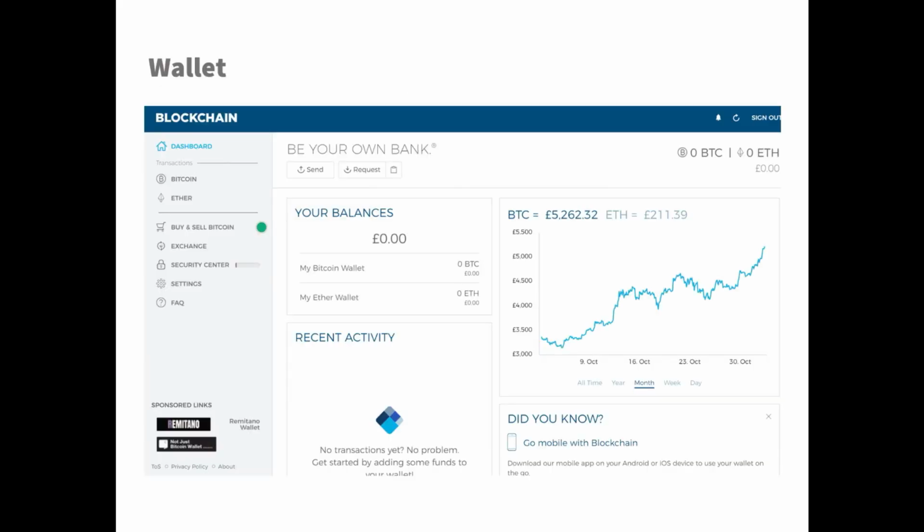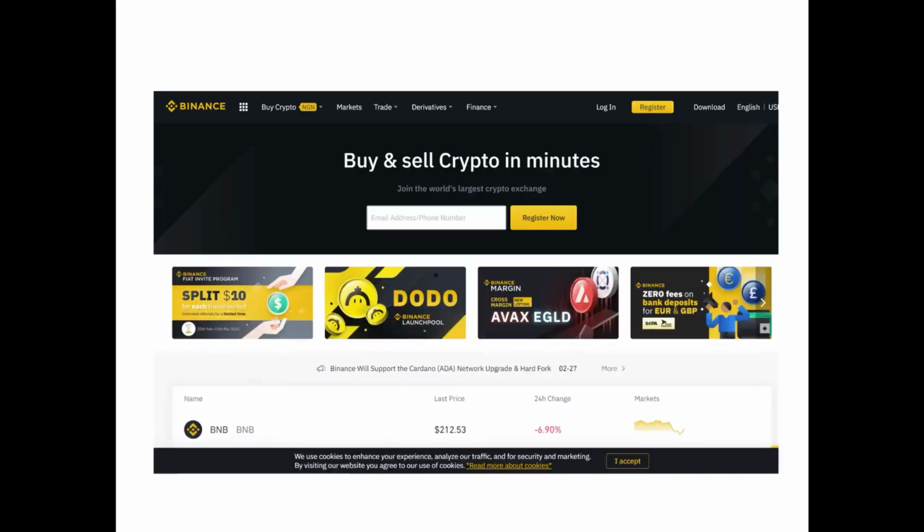Now, these are just examples of wallets. So this is what the blockchain interface looks like. You can see it has a dashboard, tells you your balance, tells you what it's worth based on today's price.